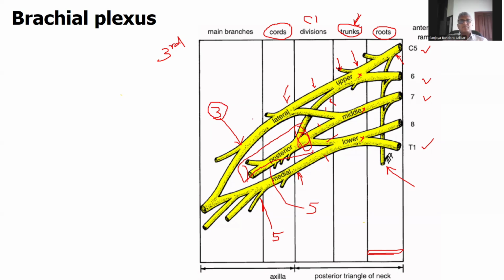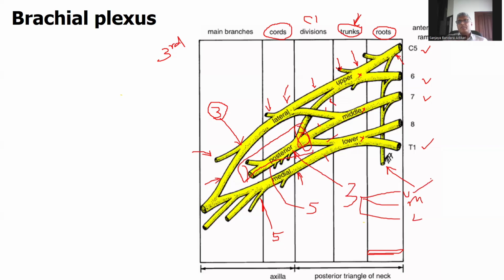you have the lateral pectoral nerve, the first branch. Then you have the musculocutaneous nerve going into the anterior compartment of the arm. Then it is the lateral root of the median nerve. That's 1, 2, 3. Then if you take the posterior cord of the brachial plexus, the branches include 3 subscapular nerves: upper, middle, and lower subscapular.